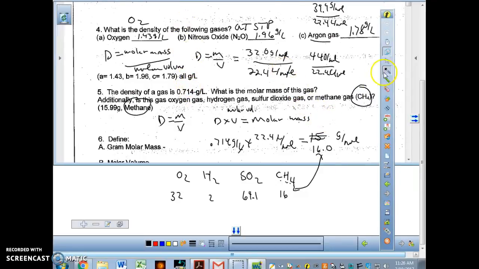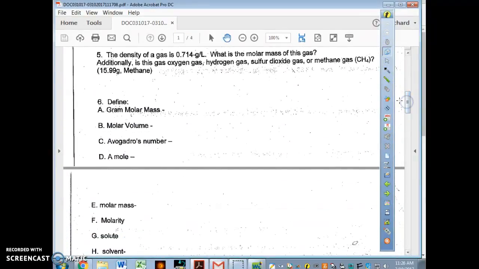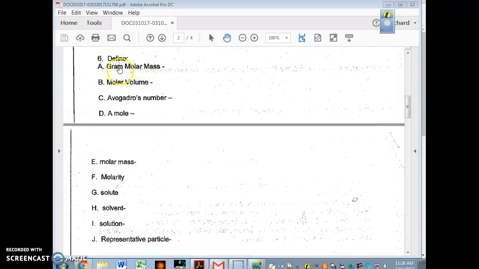Okay, so let's look at a couple definitions real quickly. I'm not gonna write them down. I'm just gonna read them to you, and you can write them down if you like. If you don't want to, that's fine too. Gram molar mass is just another way to say the molar mass. Just mark out the gram part. Molar volume is always 22.4 liters per mole at STP.